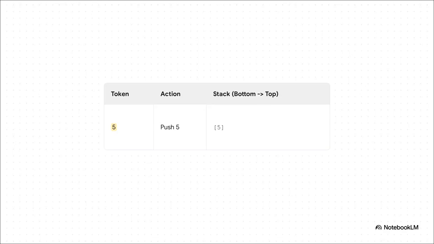First up, we read the number 5. Now, anytime we see a number, the rule is simple. We just push it onto the stack. So, there goes the 5. Our stack now has one item. Easy enough. Next is the 2. Yep, another number. So we push it right on top of the 5. The stack now has a 5 on the bottom and a 2 on top.